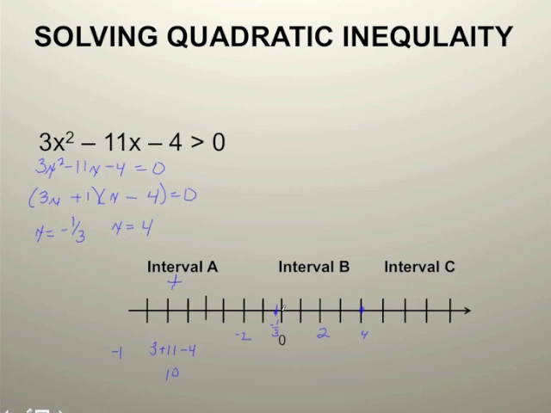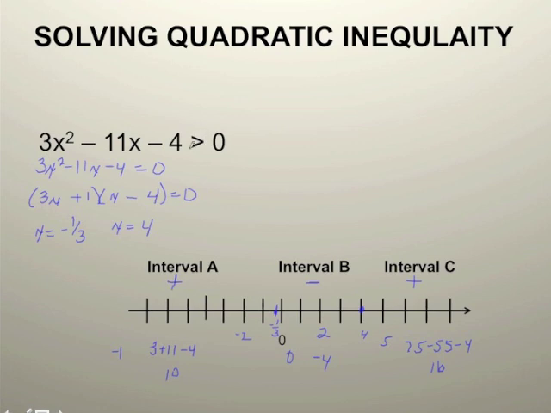Interval B, here's where my 0 is, so I'm going to use it. When I fill in 0, I'll get 0 minus 4, which turns out to be negative. And for the C interval, I'm going to use 5. 5 squared is 25, times 3, 75, minus 55, minus 4. That will give me 20 minus 4, or 16. That's a positive. On your paper, I want to see where you check the intervals.